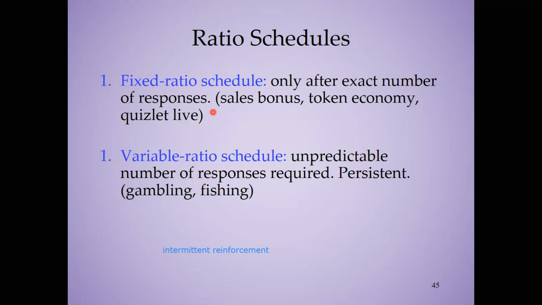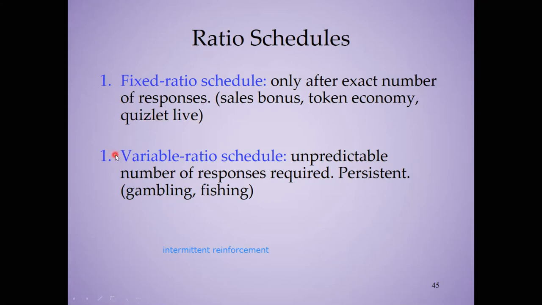Here's another one, fixed ratio schedule. I went to this place to get the oil changed in my vehicle, and they gave me something to put on my keychain, and it had 1, 2, 3, 4, and then it had, guess what? After 4 oil changes, I get a free oil change. So this was a fixed ratio schedule of 4, okay? Have to always go 4 times. All right, you get the idea.